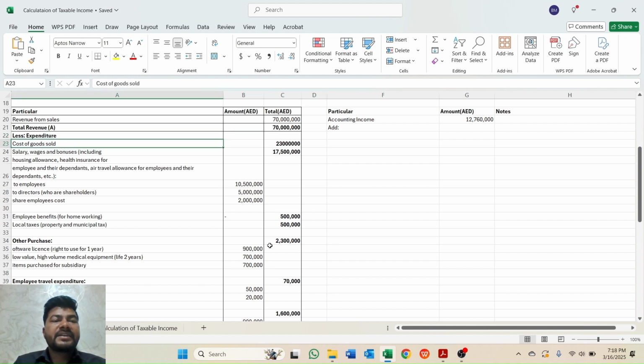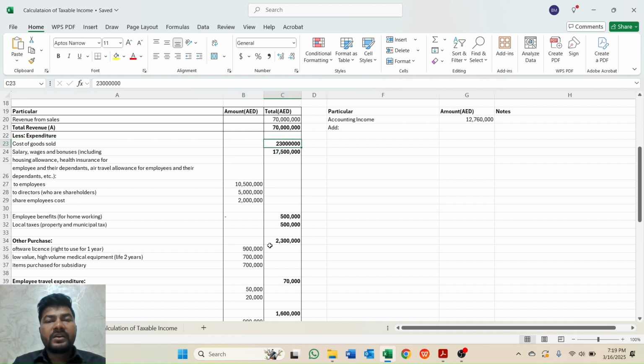In the expenditure part, you can see cost of goods sold. This is totally a business expenditure, so no need, this is deductible without any adjustment. So the total of 23 million is allowed as deduction. So we will not add back, we will not do anything for this expenditure.